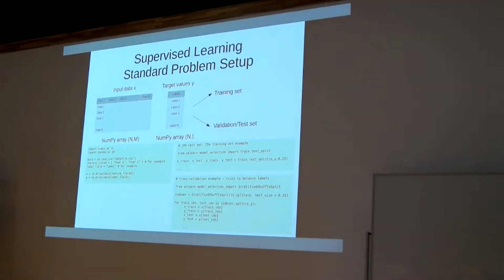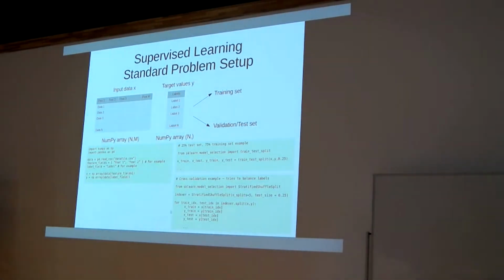There are a couple of different kinds of standard problems that people do, but a really common one is tabular data. Here you just have a bunch of features. Each data point should have feature 1, feature 2, etc. So you just have a data matrix. And then you have target values y. You split these into training, validation, and test sets.